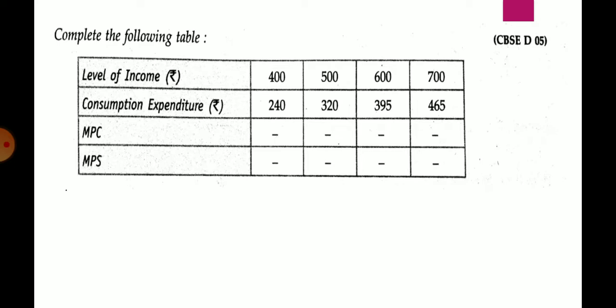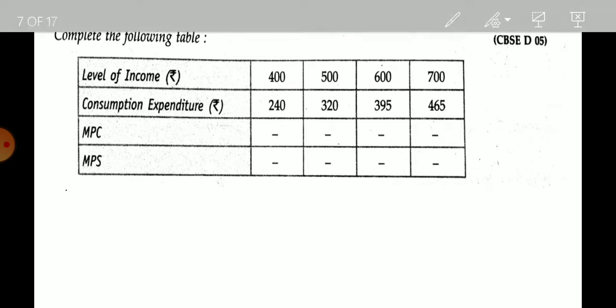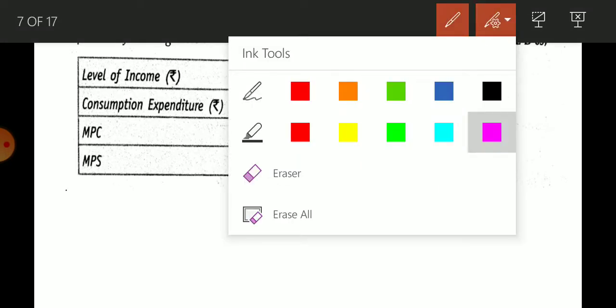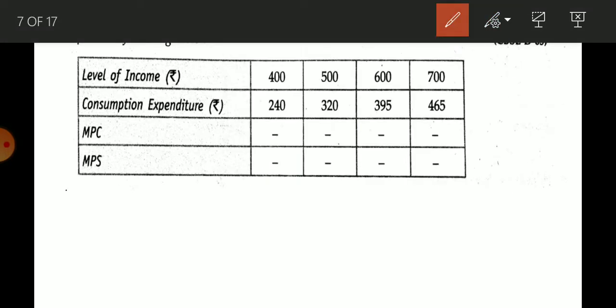Okay. Next is complete the following table, and this question has been asked in your board examination 2005. Okay, student. Now in this question we have to calculate MPC or MPS. Already I had told you that M stands for additional. Okay student, and keep in mind M means delta. Okay, M means what? M means delta.